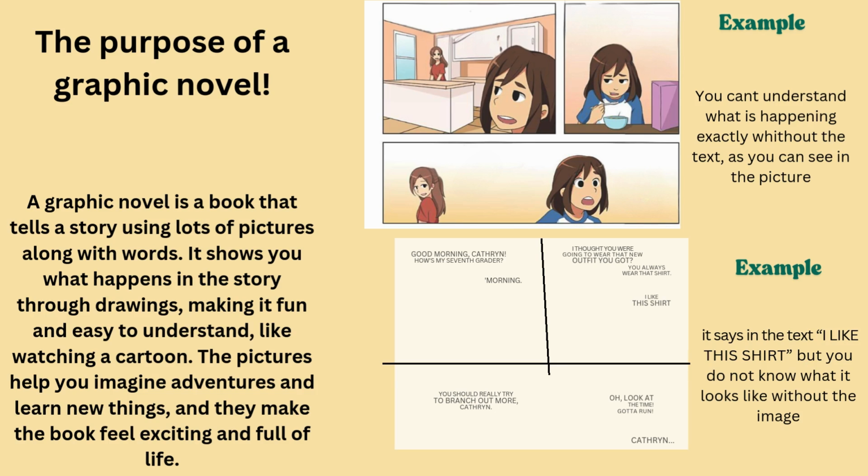In the first example, you can't understand what is happening exactly without the text. As you can see in the picture, the girl in the blue looks like she's exhausted and tired, and then shocked. There's another girl which looks like the mom or the sister. In the second example, it says only text. It says in the text, "I like this shirt," but you do not know what it looks like without the image.